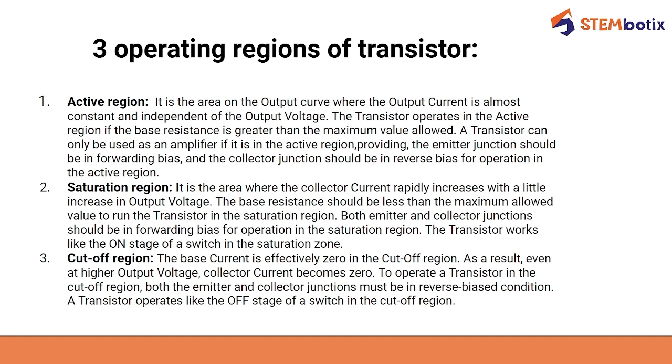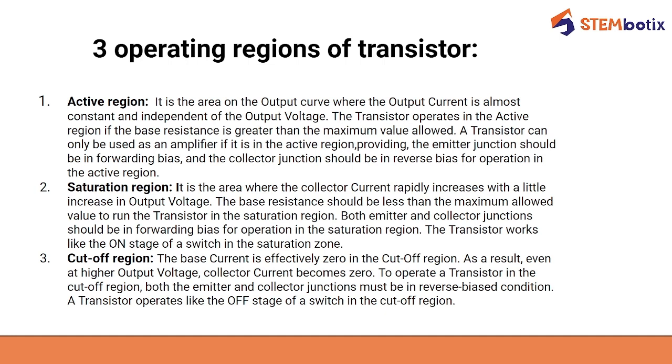So to operate a transistor in the saturation region, the base resistance should be less than the maximum allowed value, while to operate a transistor in the active region, the base resistance should be greater than it. Whenever the base resistance is greater than the maximum allowed value, it can operate in the active region, while keeping the base resistance lower than the maximum allowed value, you can operate in the saturation region.